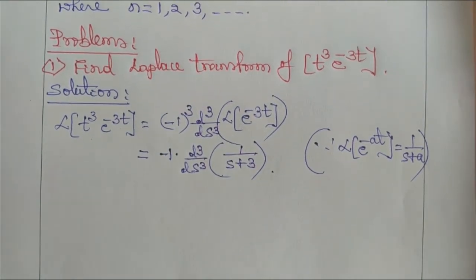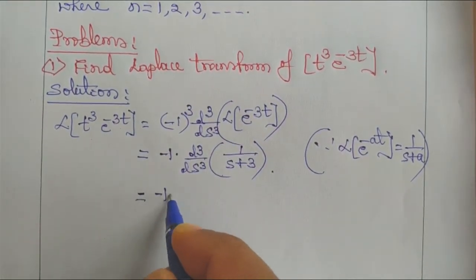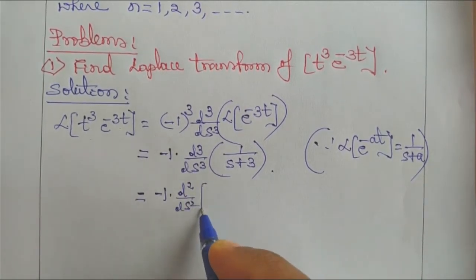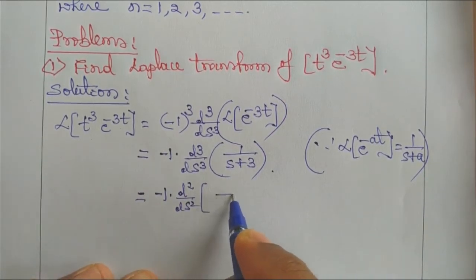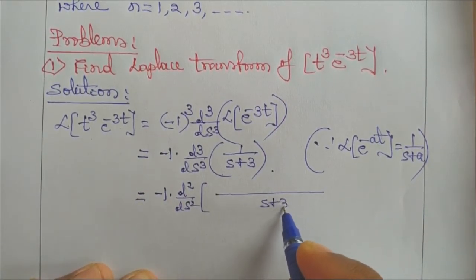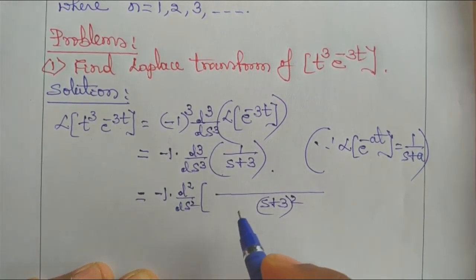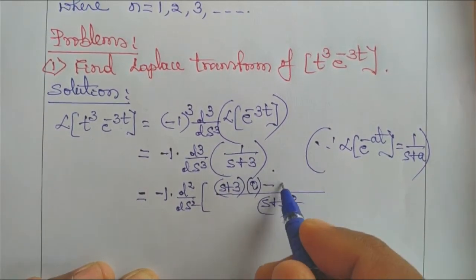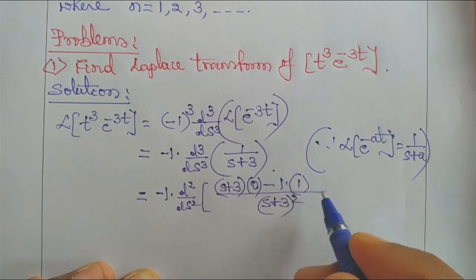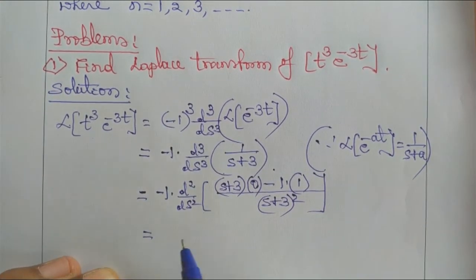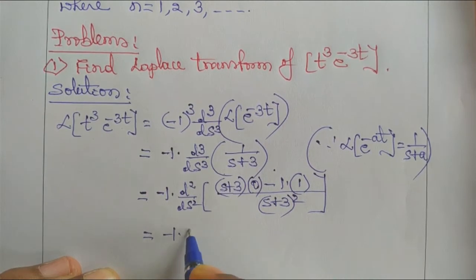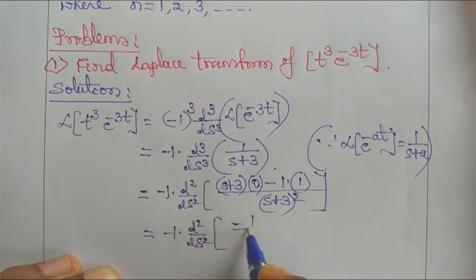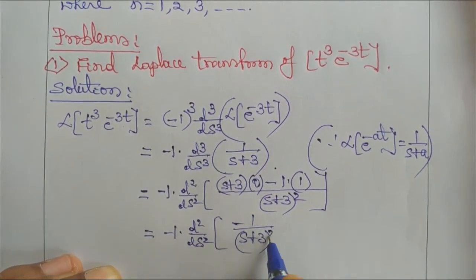Now according to this, if we simplify one by one, we have to differentiate d square divided by ds square. If you differentiate once with respect to s, what will happen? We get s plus 3 whole square. Okay, then s plus 3 in the numerator, differentiation of 1 is 0, minus 1 into differentiation of s plus 3 is 1. Now what happens? Using the quotient formula we get minus 1 into d2 divided by ds square. This is 0. This is minus 1 divided by s plus 3 whole square.